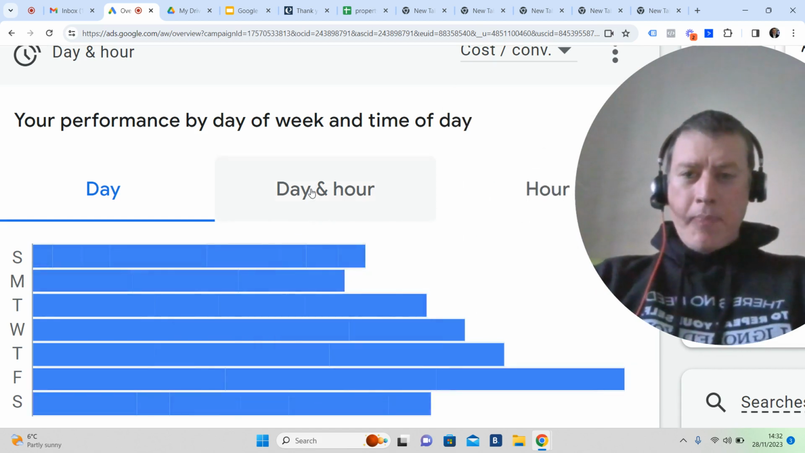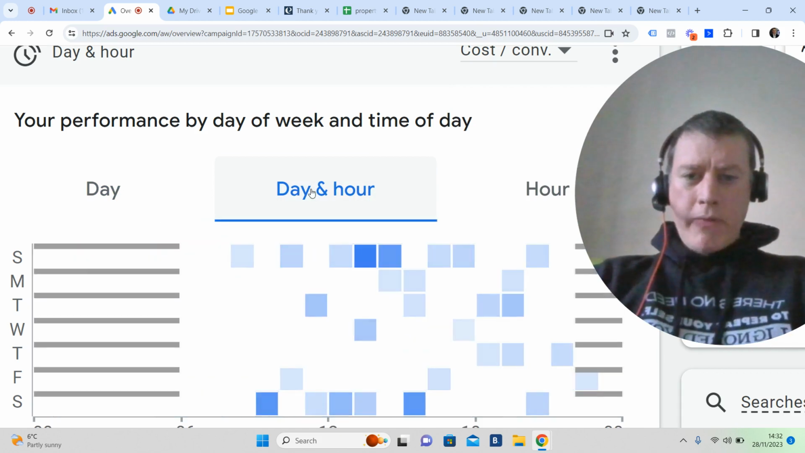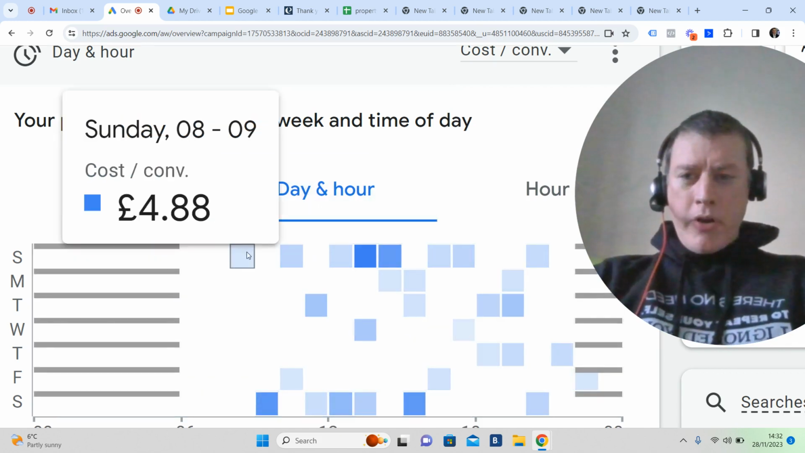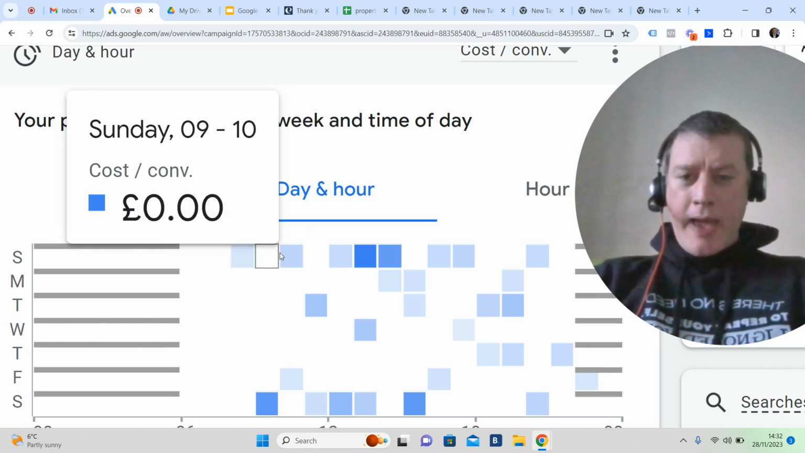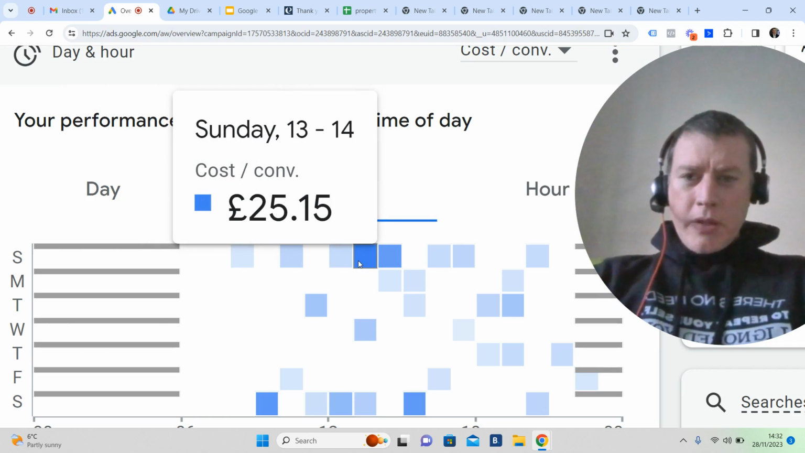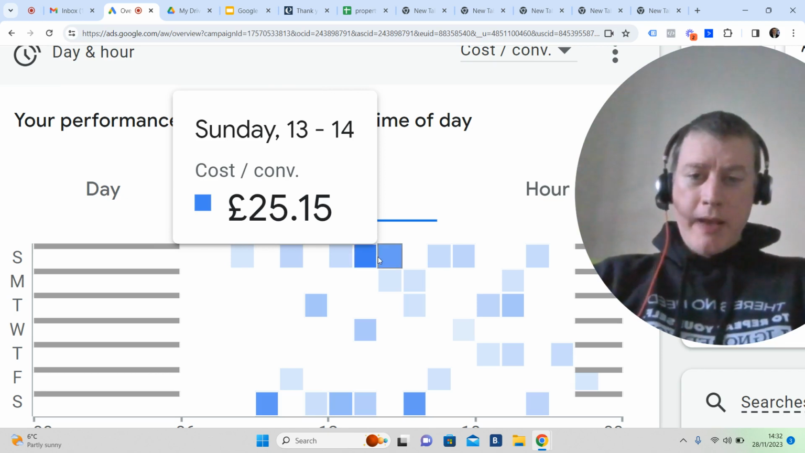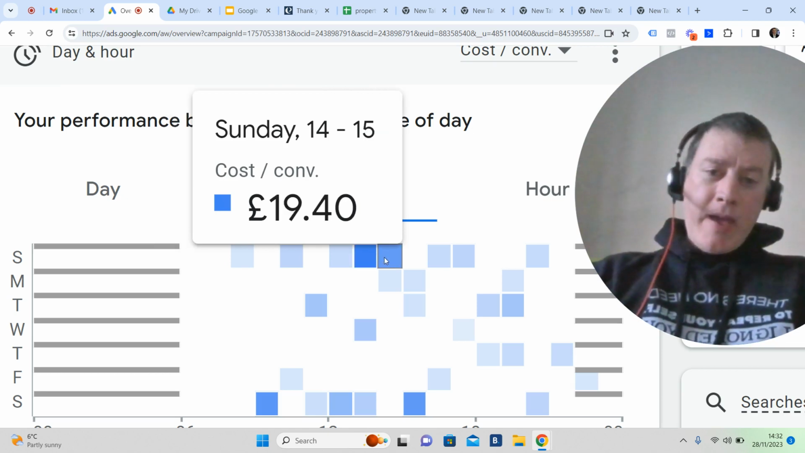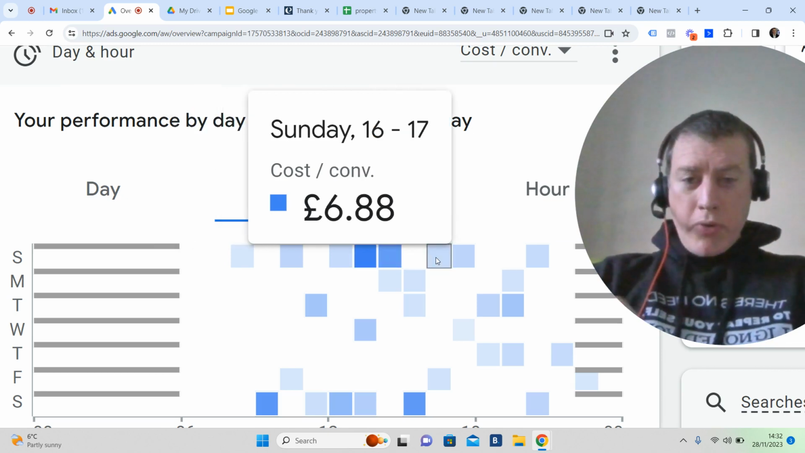We can also look at the hour of the day. So it gives you a 24-hour run here. It gives you 8 o'clock in the morning, we've got a lead there, costs £4.88. I think the biggest one there is between 1 and 2 on a Sunday, £25 a lead. After that, it goes down. So it's pretty interesting.